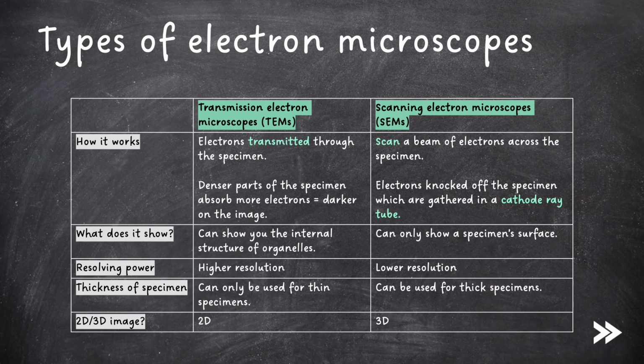Scanning electron microscopes, on the other hand, work by scanning a beam of electrons across a specimen. Electrons are knocked off the specimen and are collected in a cathode ray tube. Scanning electron microscopes only show a specimen's surface. Scanning electron microscopes have a lower resolution than transmission electron microscopes, and they can be used for thick specimens and generate a 3D image.